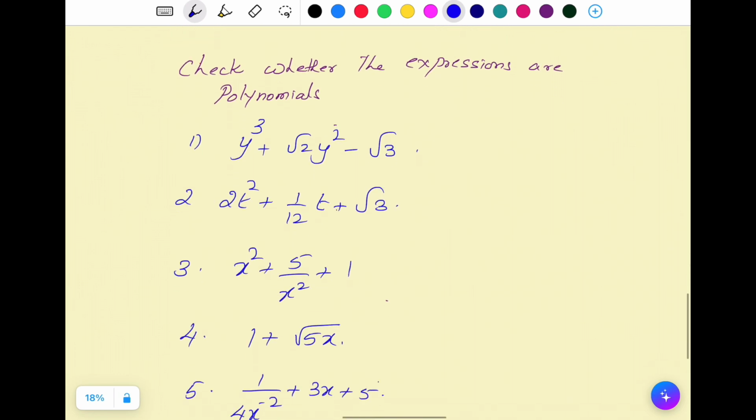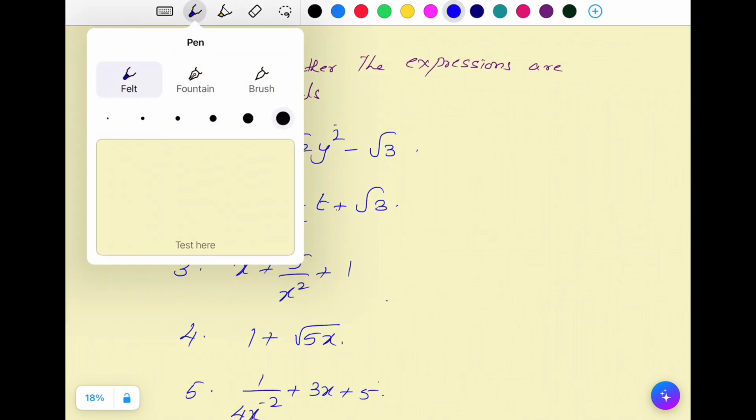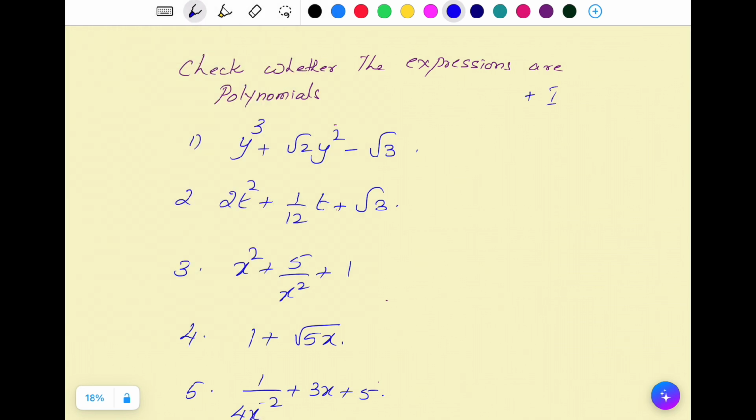Now, we will do some examples. We will check whether the expressions given are polynomials or not. What we have to really check is whether the powers are positive integers. Remember, it should be positive integers. So, y cube plus root 2 y squared minus root 3. In this, the powers 3, 2 are all positive integers. So, this is a polynomial.